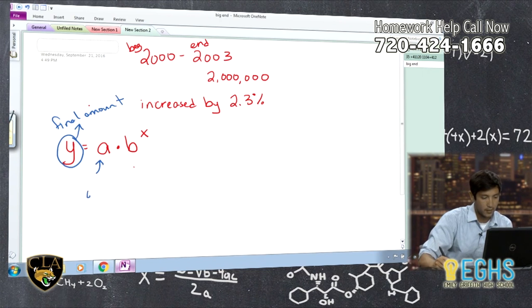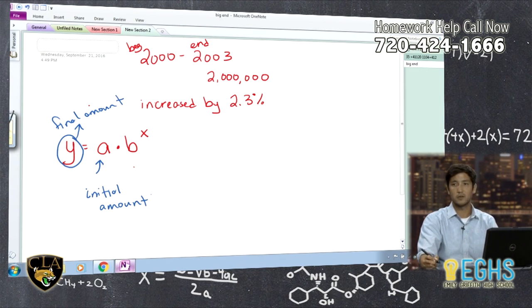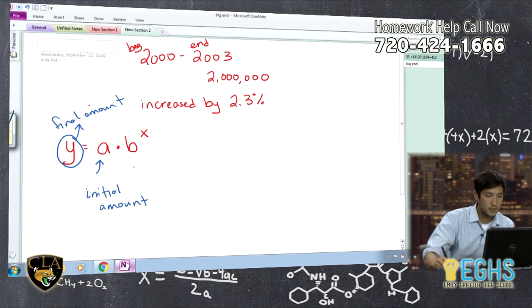In this case, my first thought is I know my final amount. I know that at the end of 2003, there were 2 million people, right? It's population. And then we need to think about the growth rate, b here.